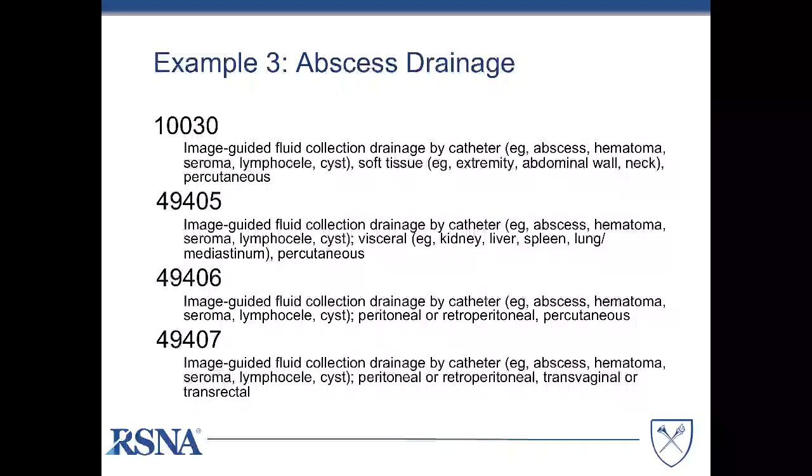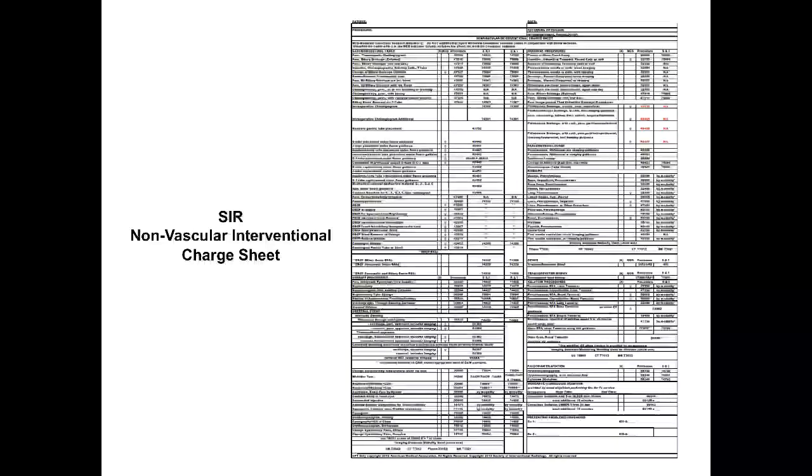49406 is used to describe percutaneous drainage of peritoneal or retroperitoneal abscesses or other fluid collections, such as a diverticular or periappendiceal abscess. And 49407 is used to describe drainage of a peritoneal or retroperitoneal collection that requires a transvaginal or transrectal approach. Here again, the coding charge sheets from the SIR are your friend.